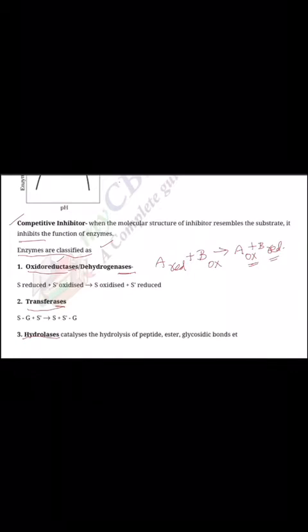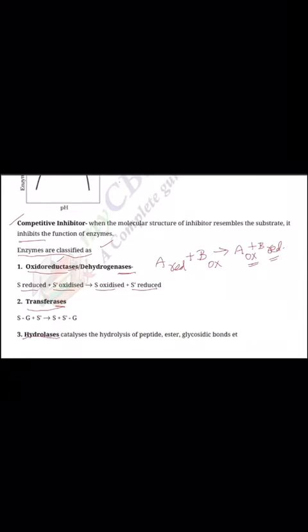And in the process, there is a removal of hydrogen. Hydrogen is removed. That's why the name dehydrogenase. So one substrate is reduced and another is getting oxidized. Substrate 1, substrate 2. And what is happening? S is getting oxidized, product S dash is reduced.